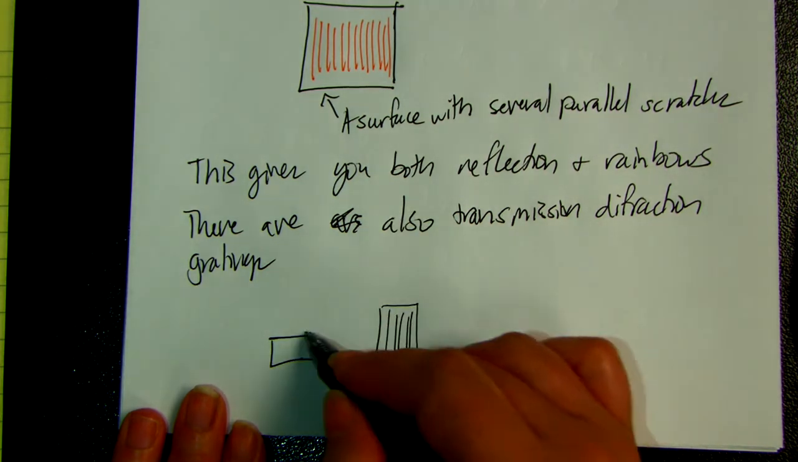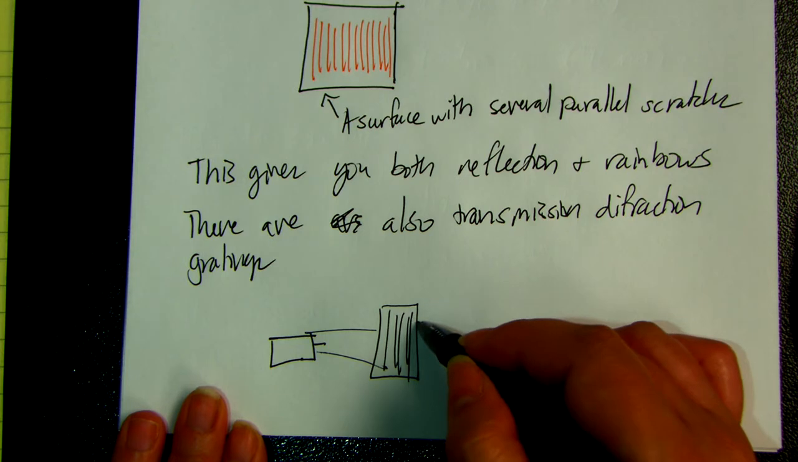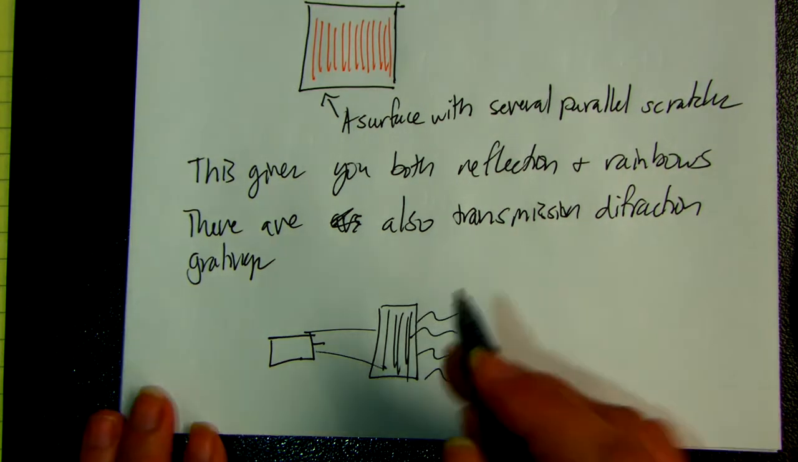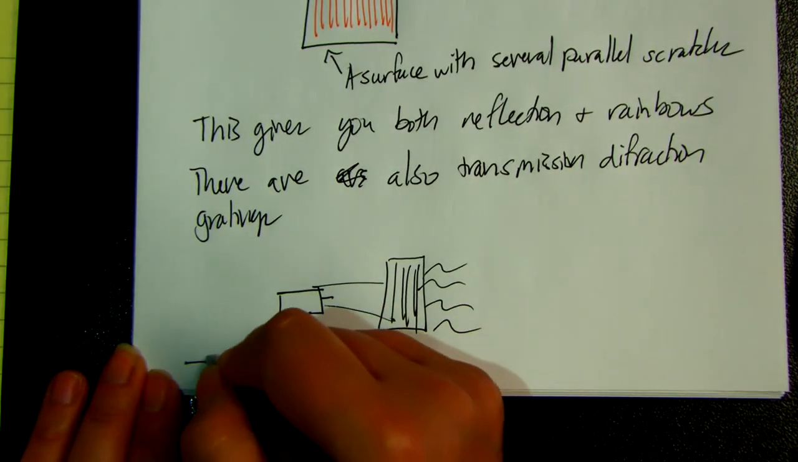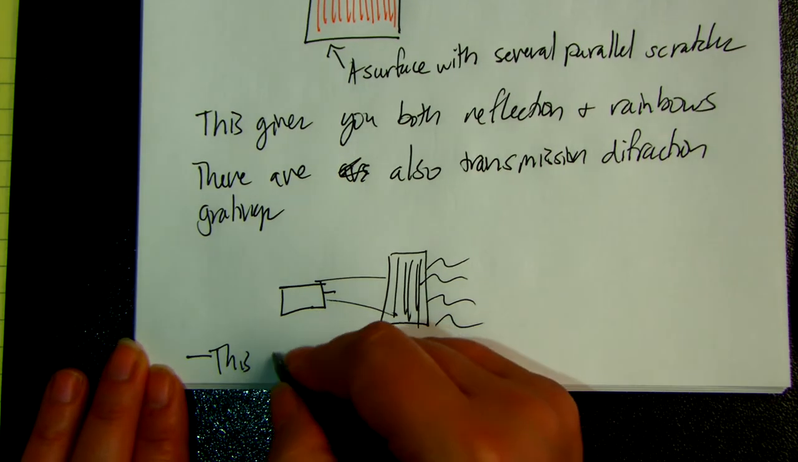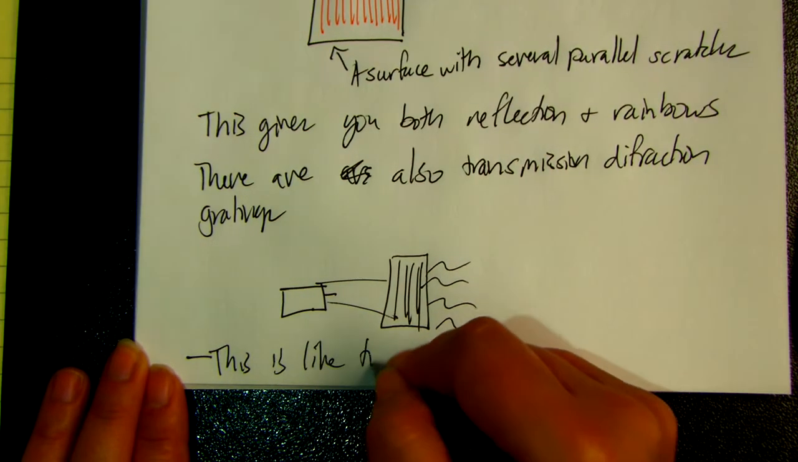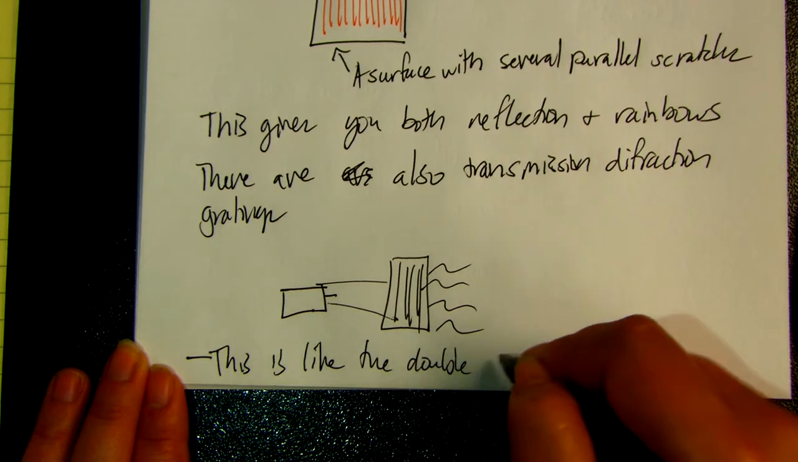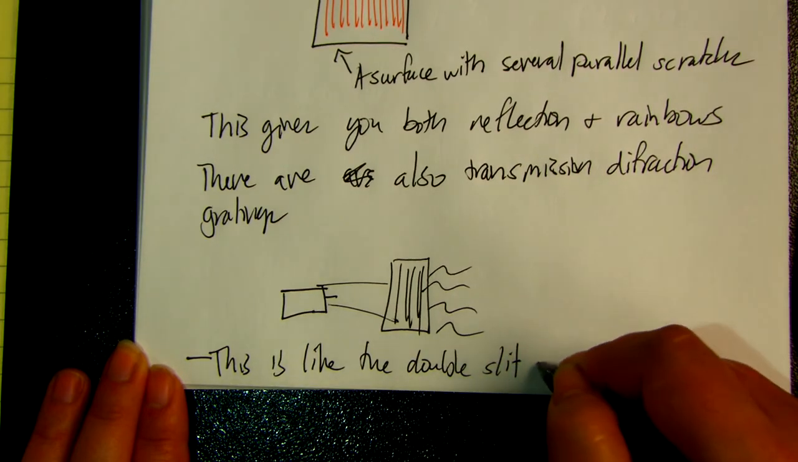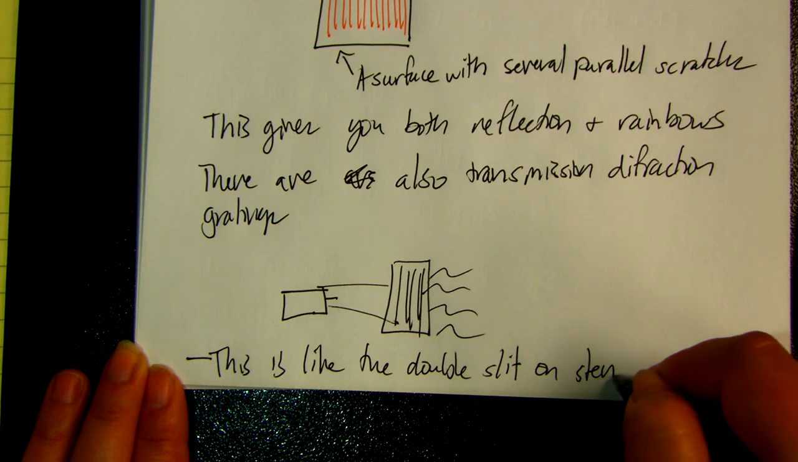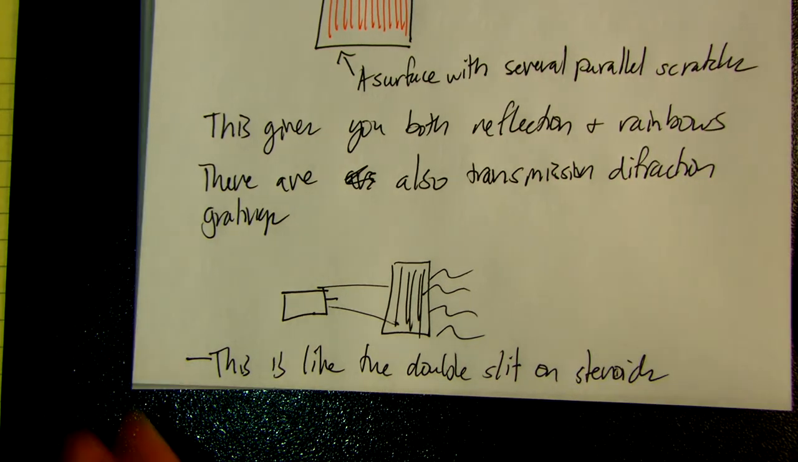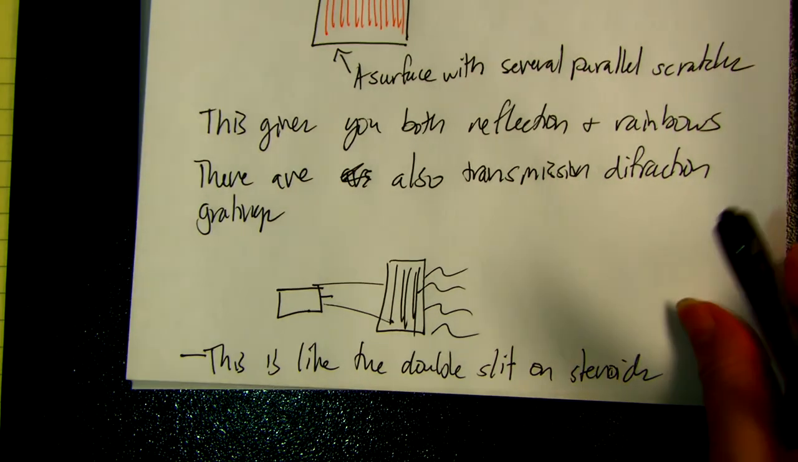So you would shine a light at them, and then you would see light on the other side, and this is basically like the double slit on steroids. So there's all kinds of applications for both of these types of diffraction gratings, not just laser discs.